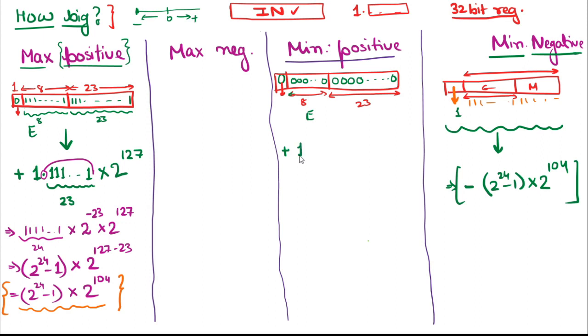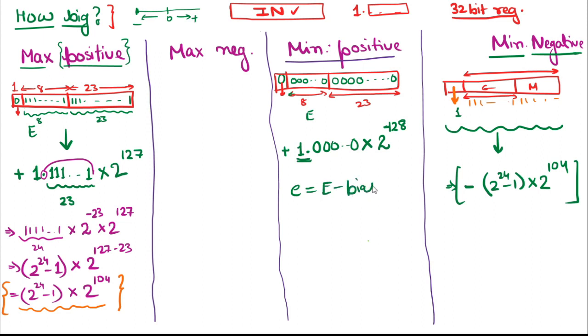That means the value here will be 1.000 and so on, which eventually means 1 times 2 to the power small e. Now what is small e? Small e will be the negative most value. We already discussed the negative most value will be minus 128.